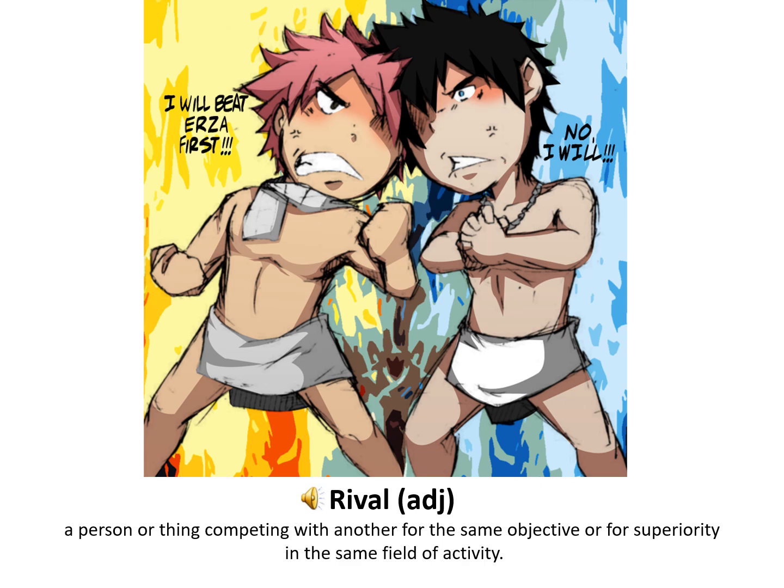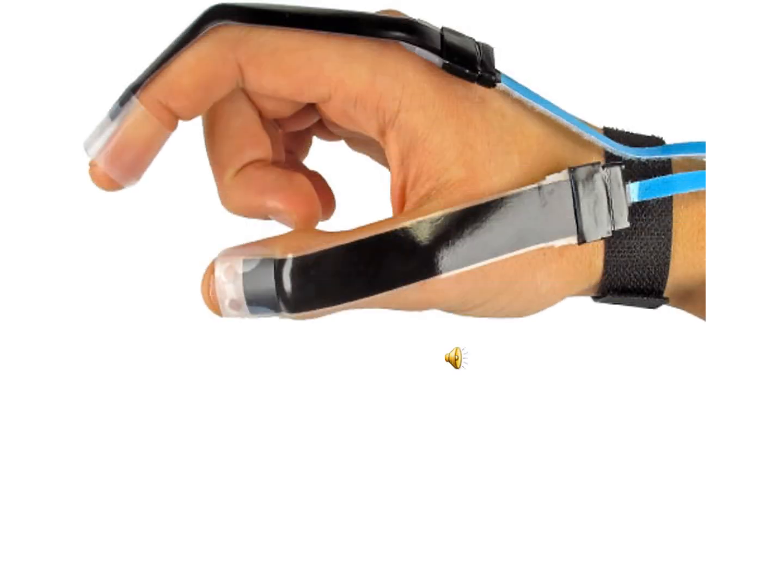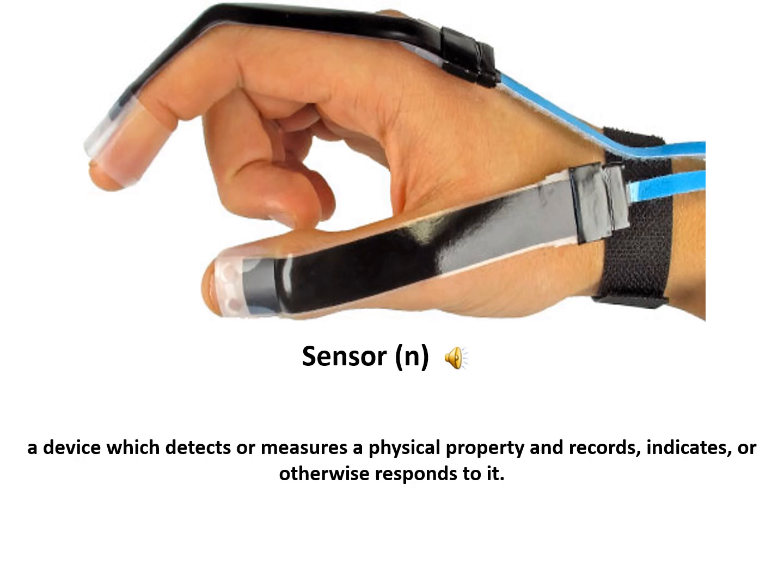Rival. Rival. A person or thing competing with another for the same objective or for superiority in the same field of activity. Rival معناها منافس أو المنازل. Next word.